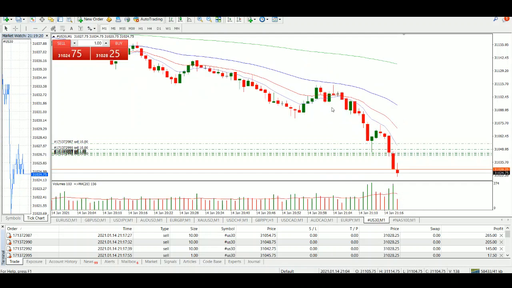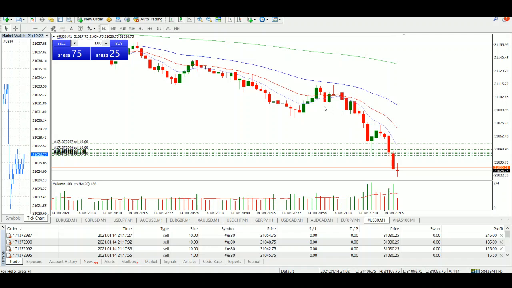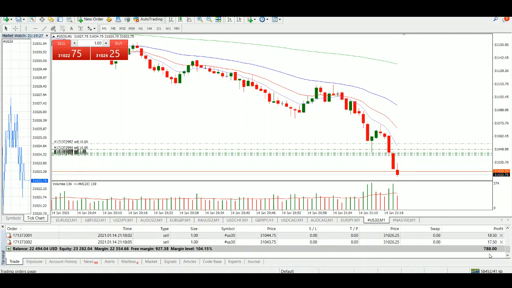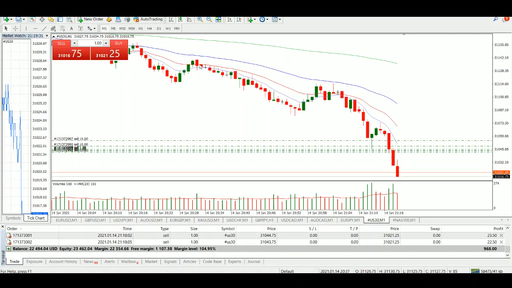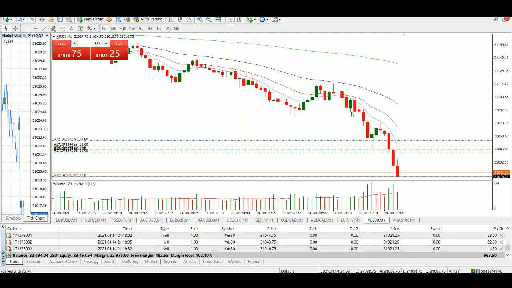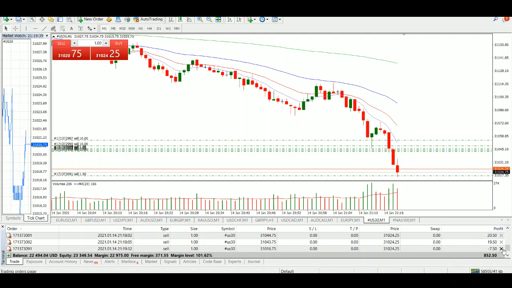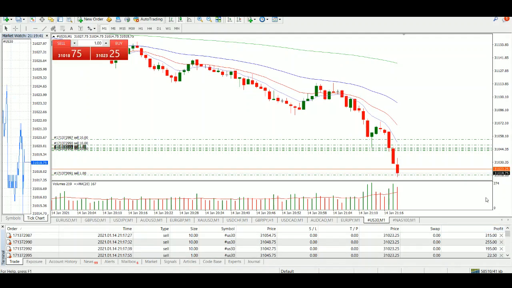And mainly in indices, you have wider spreads than in currencies. That's it. Here we are, $800 in profits, and I'm always trying to add on my profits. I will be trying to add on my orders. This is the first $1,000 in profits, and I'm still riding this downtrend.